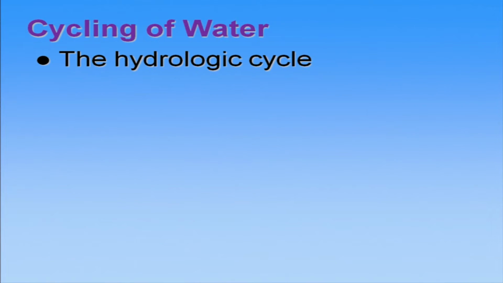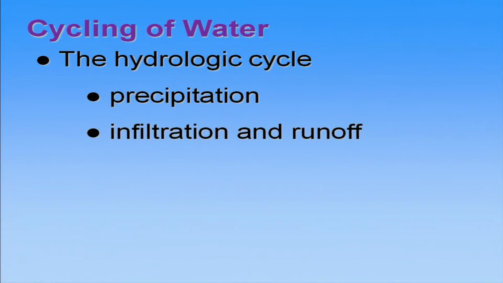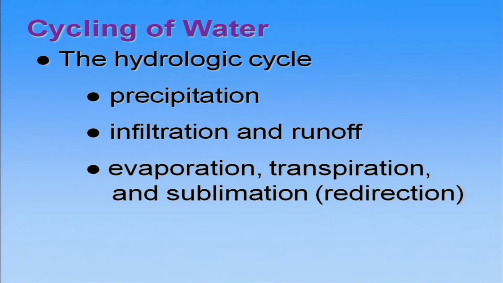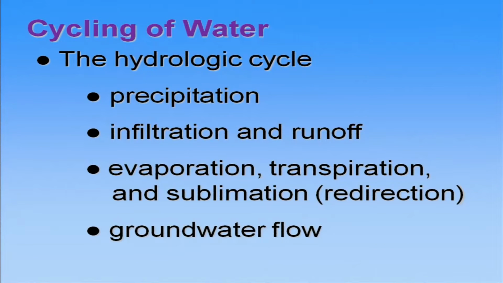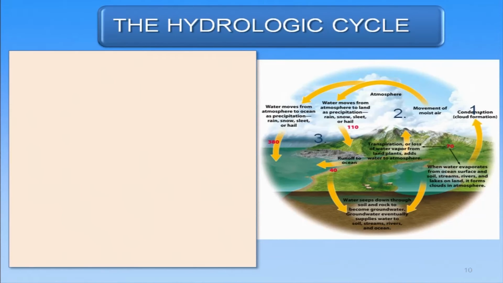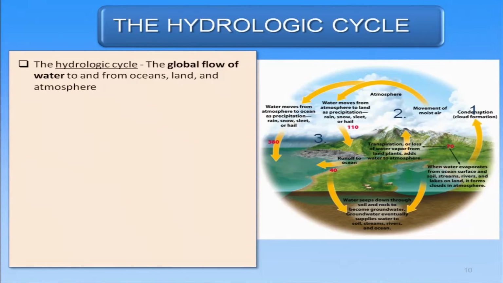Further, cycling of water is through the hydrological cycle, either through precipitation, infiltration and runoff. So, this is a typical hydrological cycle which we will be talking about in the next slide. Evaporation, transpiration and sublimation and groundwater flow. So, cycling of water through surface or underground. Hydrological cycle is basically the global flow of water to and from ocean, land and atmosphere. And when we talk about the land, it also includes the groundwater.